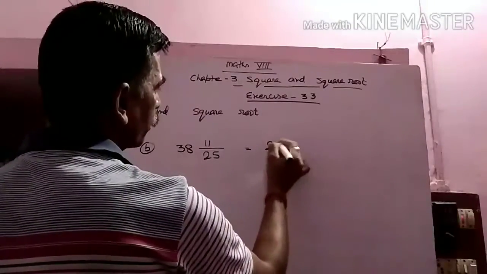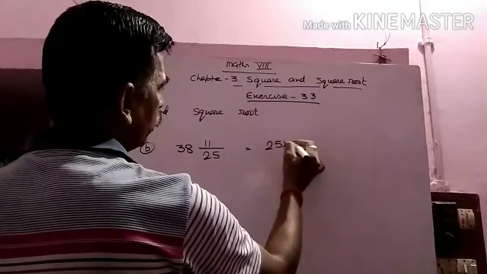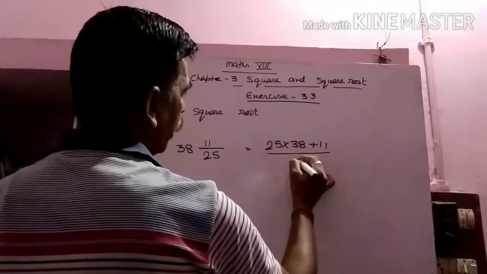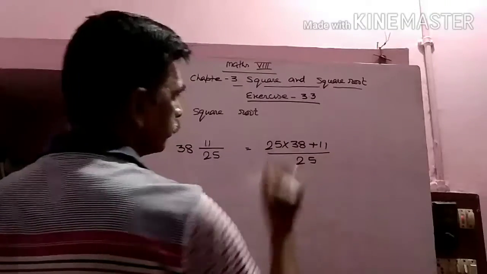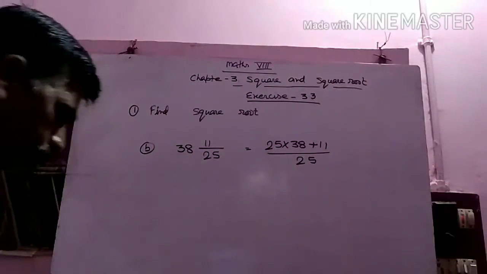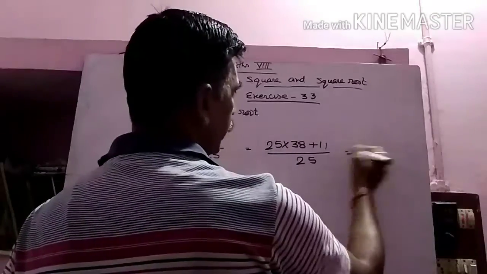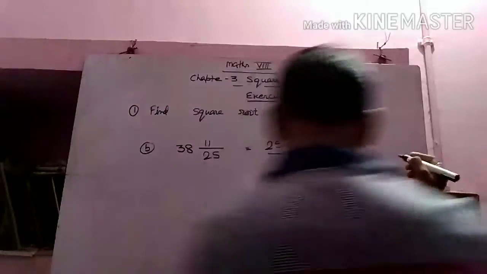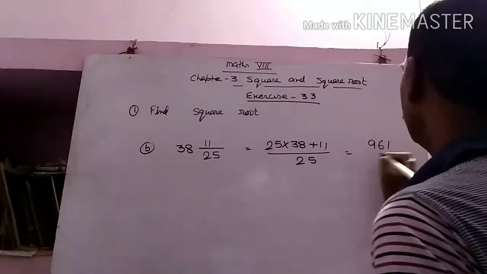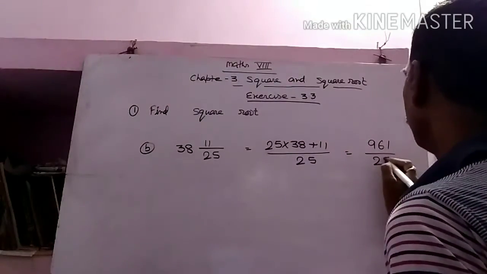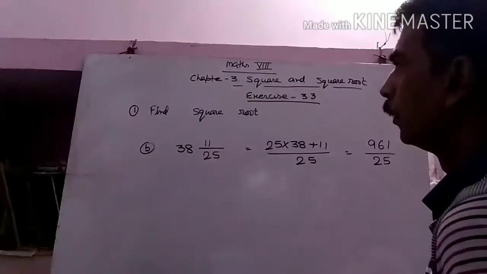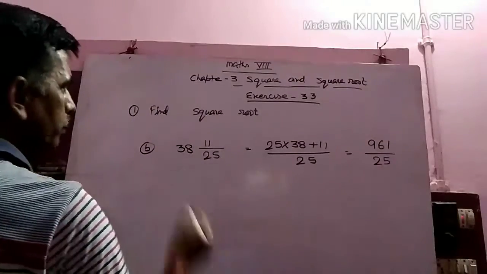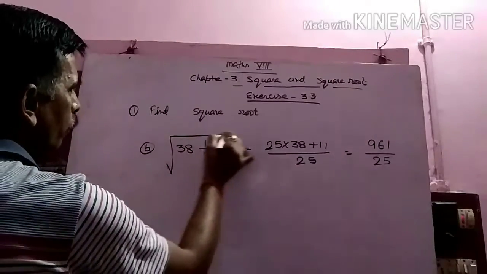So it becomes 25 into 38 plus 11 by 25. After multiplying these two and adding 11, it becomes 961 by 25. The question is to find the square root, so it is better to write the symbol of root.